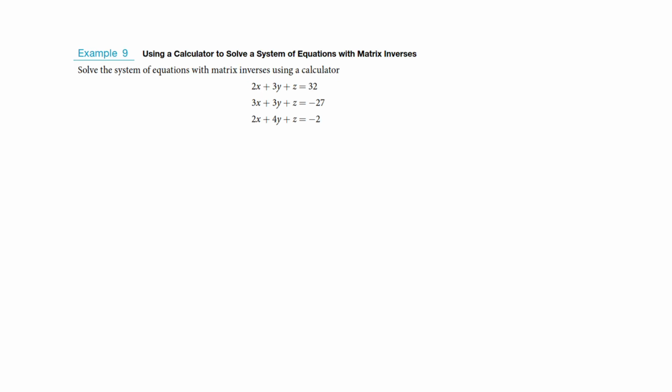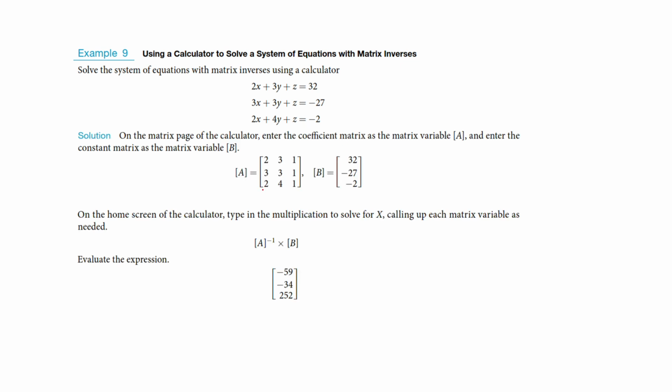Oh, I thought we were done. Oh yeah, so they're just telling us how to do it with a calculator, but I've already been doing that. So you would create A, you would create B, and then all you really have to do is literally on your calculator A inverse times B, and you'll have the solutions. There's X, there's Y, and there's Z. All right, I hope that makes sense.